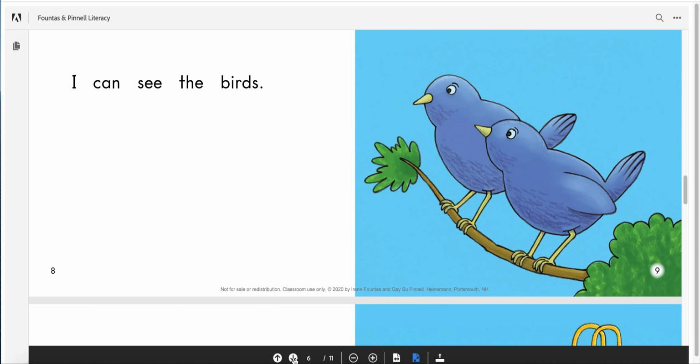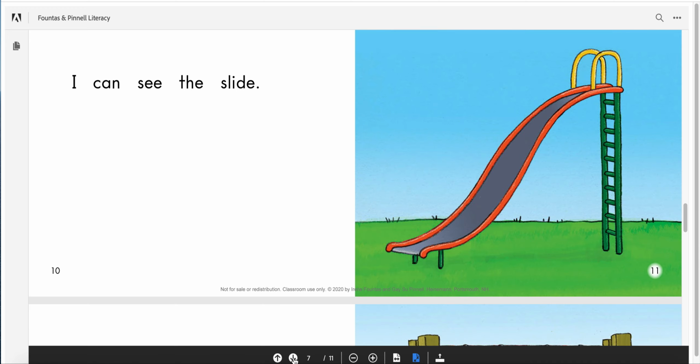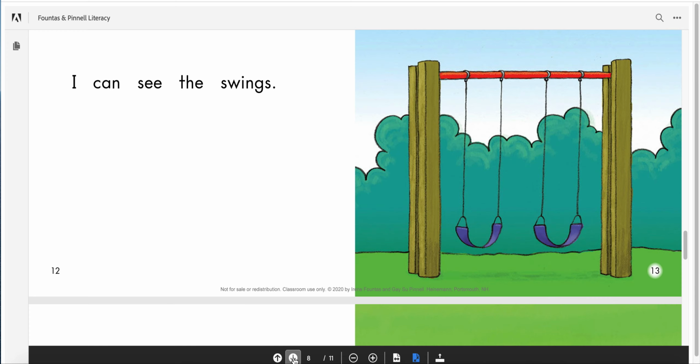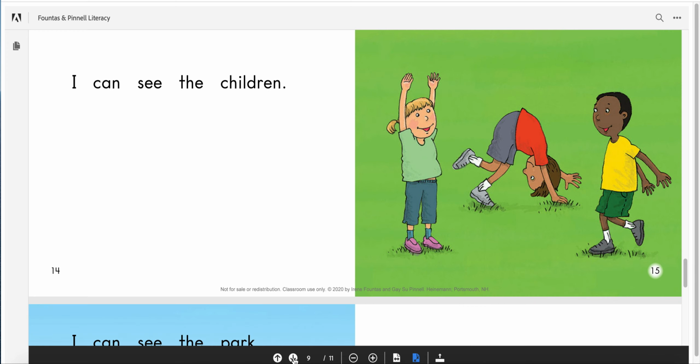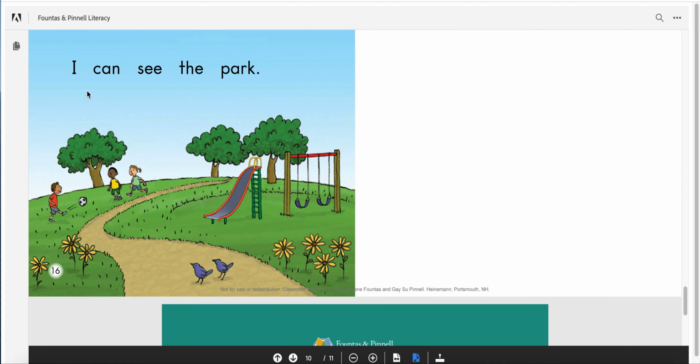Trees, birds, a slide, swings, children playing. In this case, it just said, I can see the children. Then at the very end, I can see the park. Super. So just thinking about that, usually in our classroom we would be writing this.